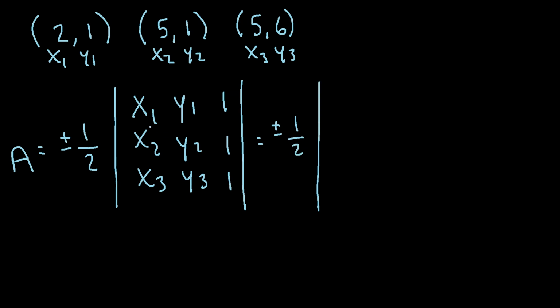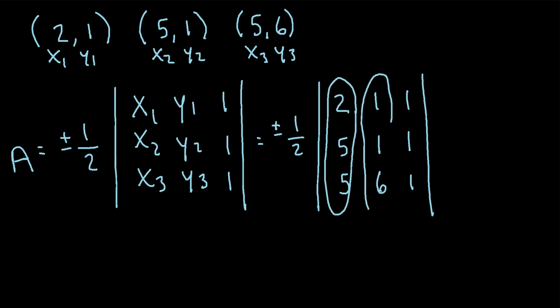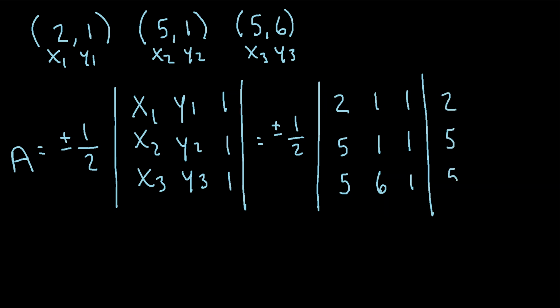Now to fill in this matrix, the first column is just the x values. So we'll say 2, 5, 5. The second column is the y values, so that would be 1, 1, 6, and the third column is just a column of ones. So the first step is we need to find the determinant of this 3 by 3 matrix. There's a shortcut method that you can use, and I'll link to a video that I have on this method, but the idea is you rewrite the first two columns of the matrix on the outside of the matrix. So we'll write 2, 5, 5, and then 1, 1, 6.